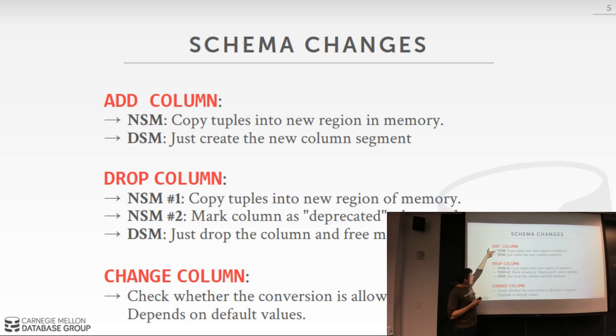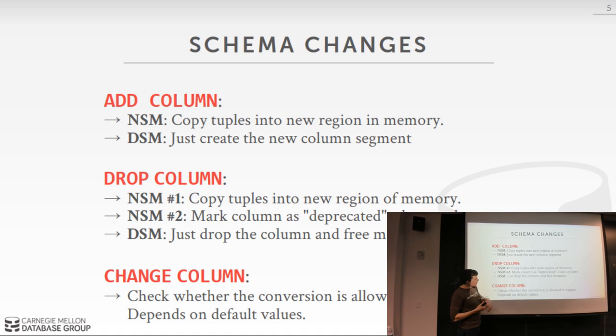But if we're doing a row store, then what we're going to have to do is scan through, and for every single tuple, copy it out to a new location, and then append the column where it needs to be. Right? So basically, you have to copy everything. Same thing with drop a column. There's sort of two ways to do this, but the easiest way is just the reverse of this. Do a sequential scan on the entire table and copy every tuple you have into a new block that doesn't have the column.